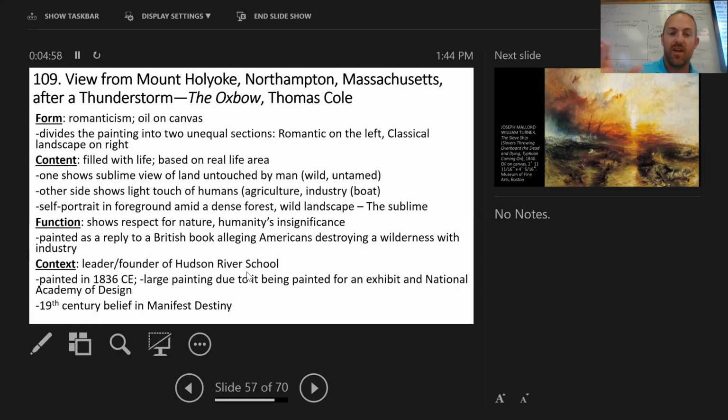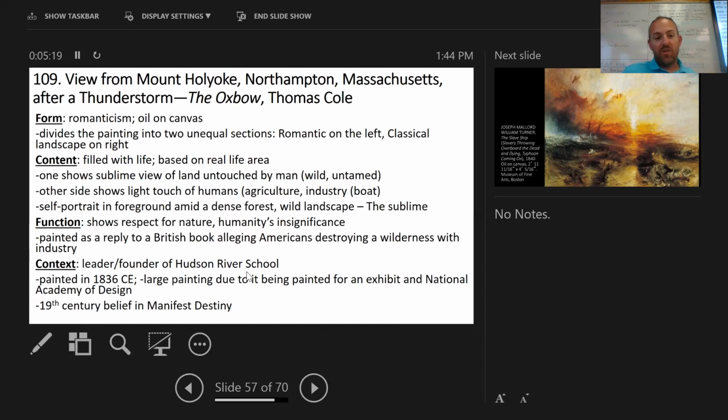Anyways, like I said, he even has a little self-portrait in the foreground, right? Amid that dense forest, that wild landscape. Again, it's the sublime. Here he is, just enjoying nature in the midst of all of this chaos on the left side, right? So this is a good example of the sublime being here.